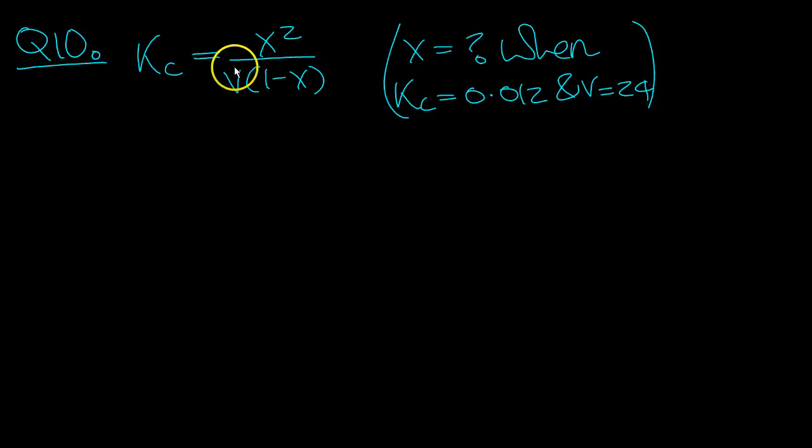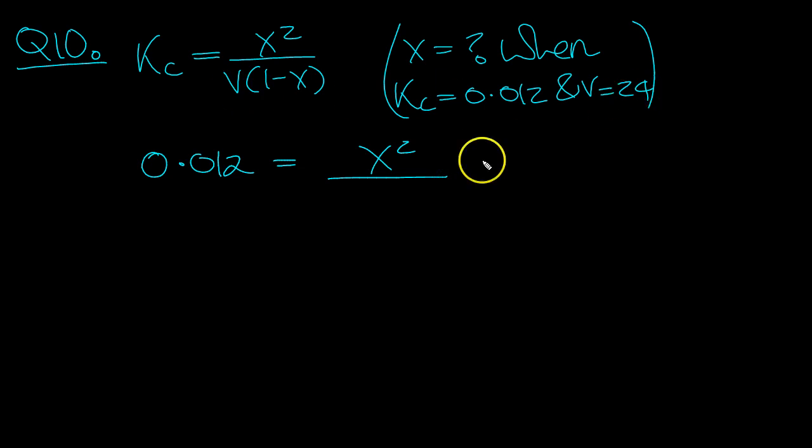Okay, we've got this formula and we need to work out x when we have these values. So let's put them in then. 0.012 is equal to x squared over v, which is 24, times 1 minus x. So we can put a bracket around the whole object underneath and move it up to the top, can't we? On the other side.